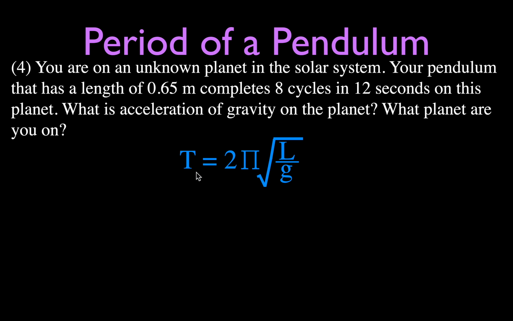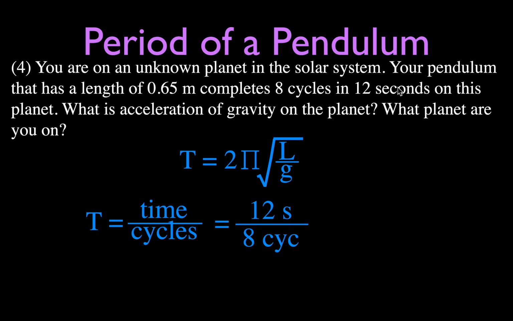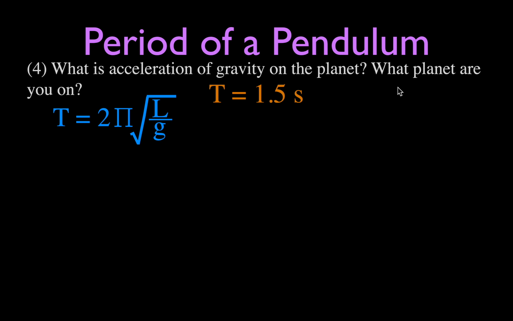Now, we need the period first. You can see we're given cycles in seconds, so the first thing we have to do is calculate the period. By definition, the period is the time per cycle. So we're going to take 12 seconds divided by 8, and the period is 1.5 seconds. Okay, now we're going to do that on the next slide here.